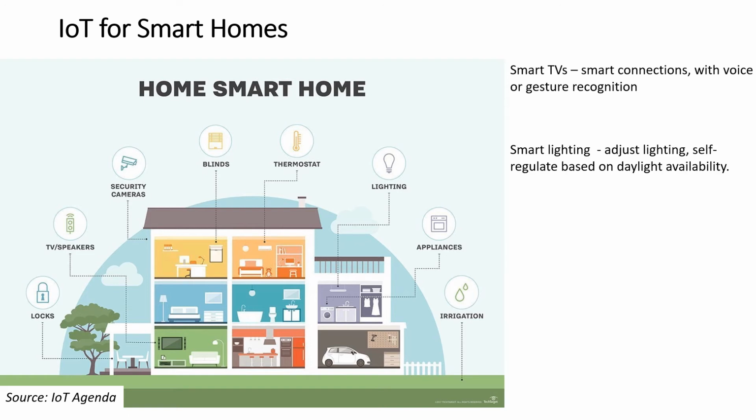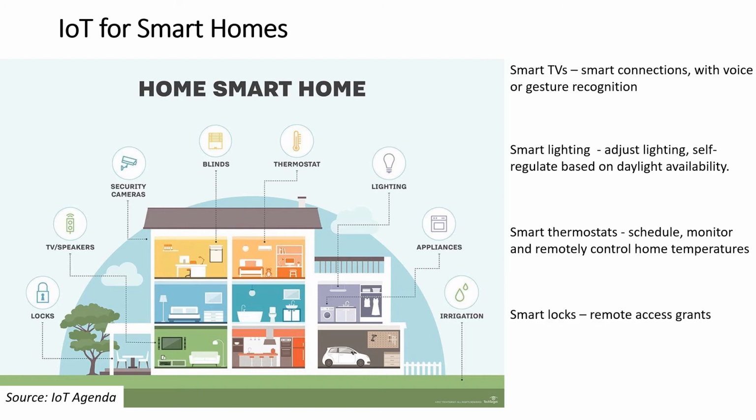Smart lightings have also been installed in our homes today that are able to adjust the lighting, self-regulate based on the daylight availability. We also have smart thermostats in our home that are able to schedule, monitor, and remotely control the temperatures in our homes. We also have smart locks that you're able to grant remote access to whoever wants to go and view your house, if it's a family member or a potential tenant.